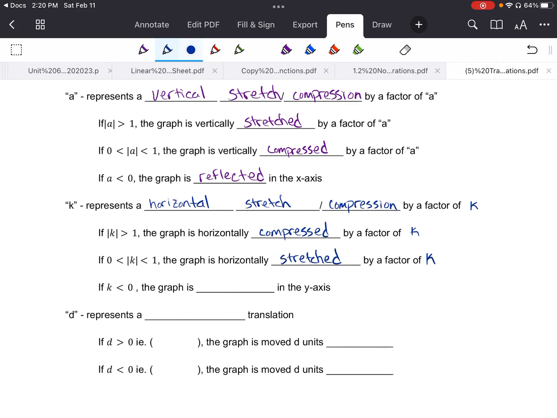And if the k value is negative, so less than 0, then it is reflected over the y-axis. So it doesn't flip upside down like it did with the vertical stretch and compression. This time it'll flip from left to right.